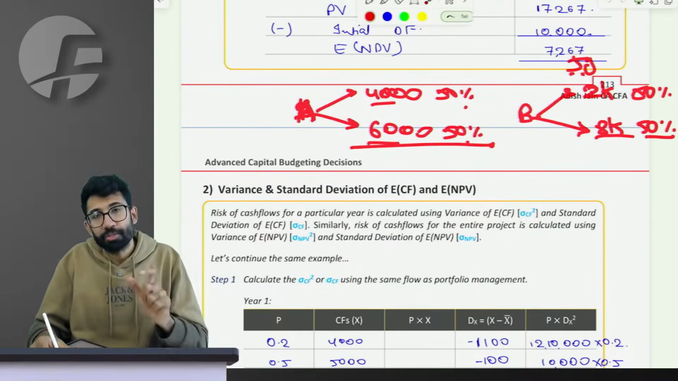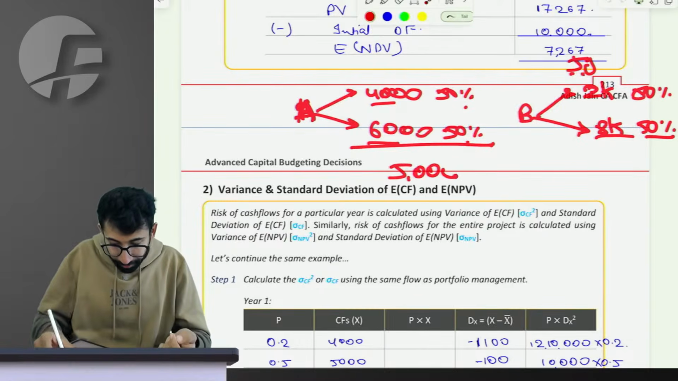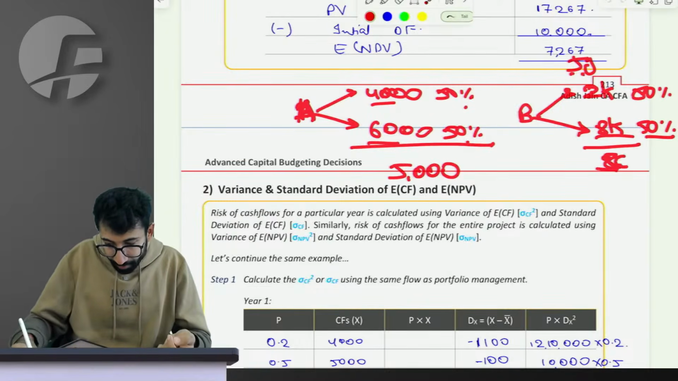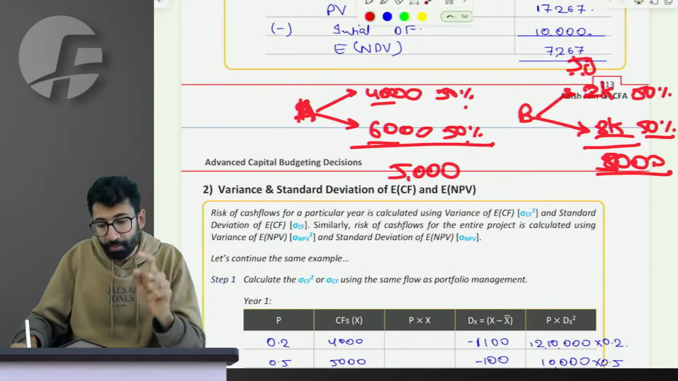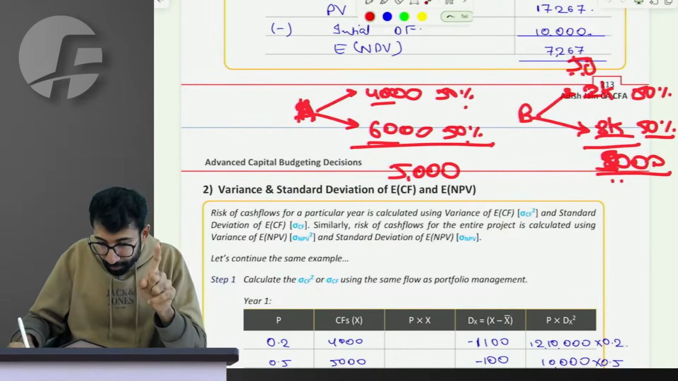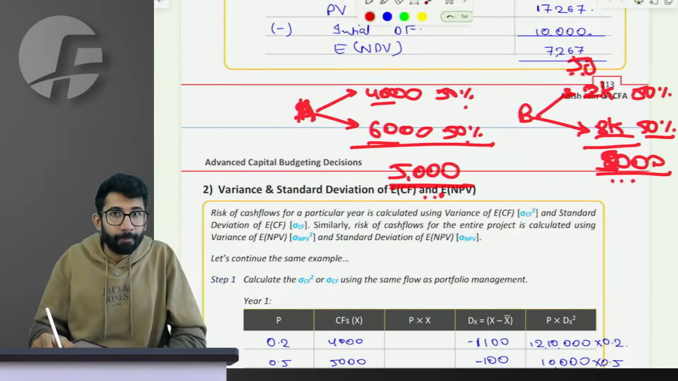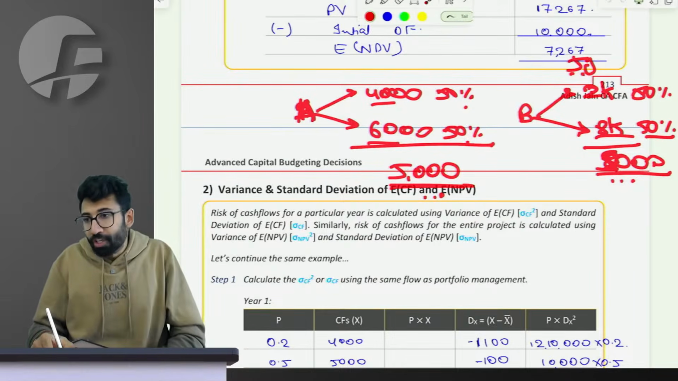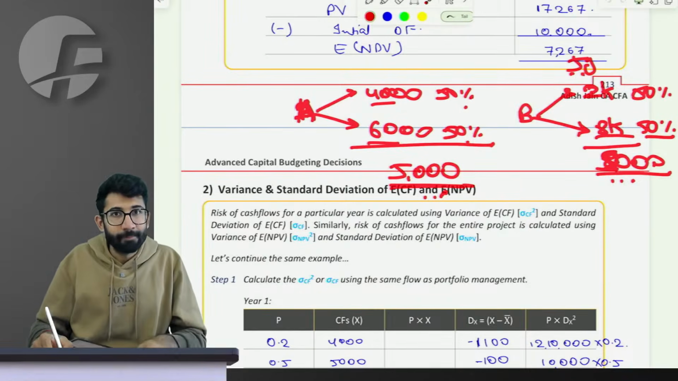Do you agree both the projects have an expected cash inflow of 5,000? 4 into 50%, 6 into 50%, similarly 2 into 50% and 8 into 50%. The expected cash flow is 5,000 in both cases. Which project will you choose given a choice? Which project will you guys choose? Come on, what do you all tell me?